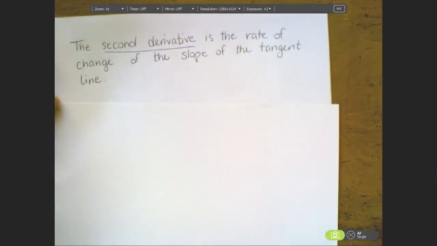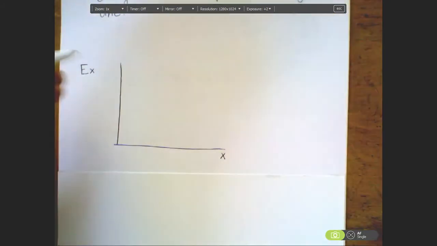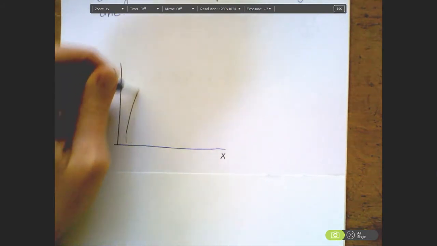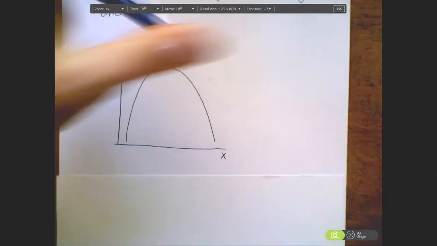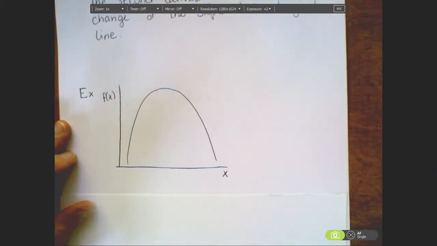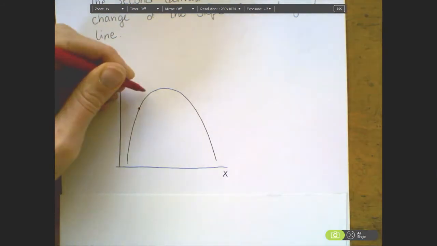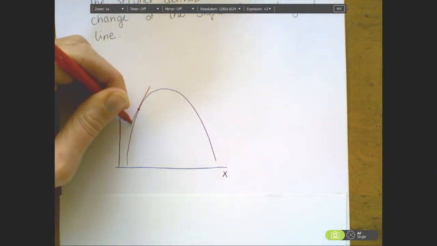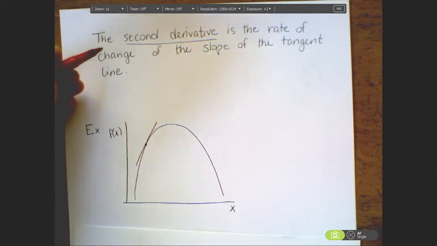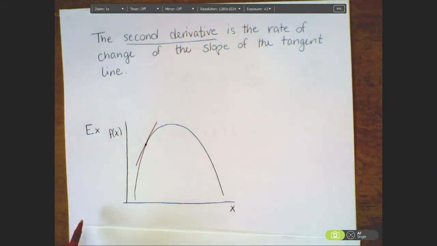If I have some function, here's my function f of x, and let's say it looks something like this. I'll grab a red pen to talk about tangent lines. Before, we've talked about rate of change, which is looking at a single point on this graph: what is the tangent line? The second derivative goes a step beyond that, and I want to know how the tangent line changes as my x values change.